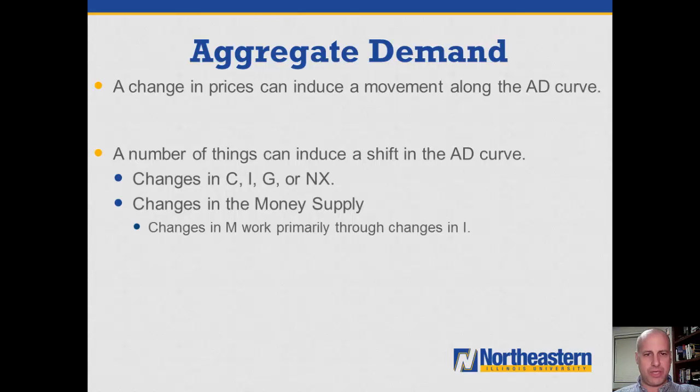Whenever we see changes in the components of GDP, the desired level of each of these elements, we see an increase in aggregate demand. The second thing to note is that changes in the money supply can induce a shift in the aggregate demand curve. If we increase the money supply, this makes more funds available and can lead to an increase in investment.